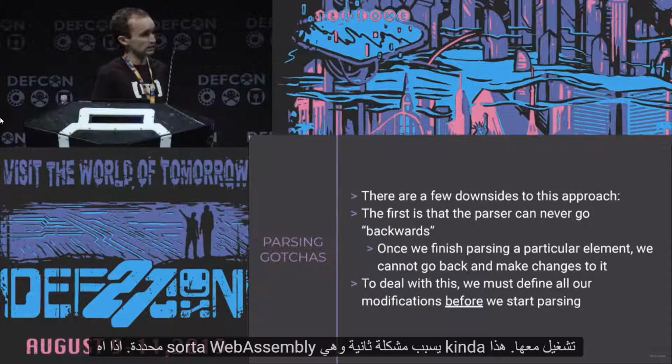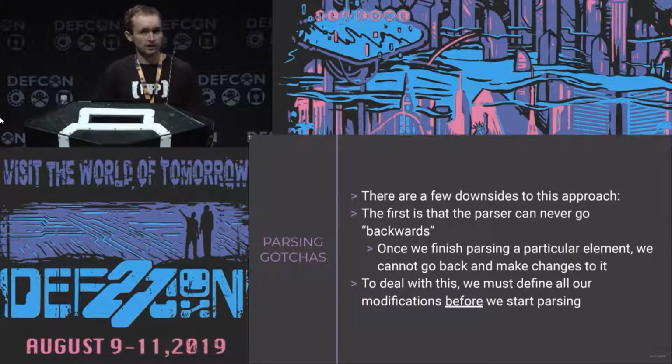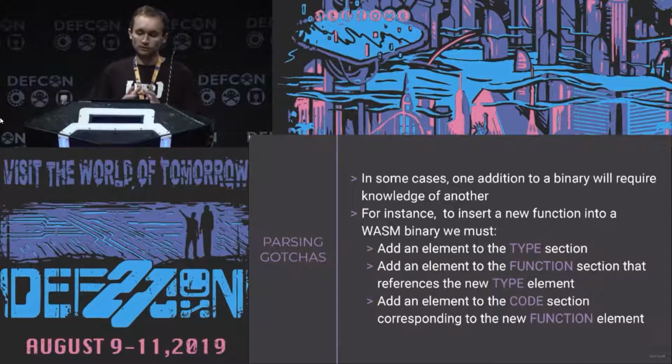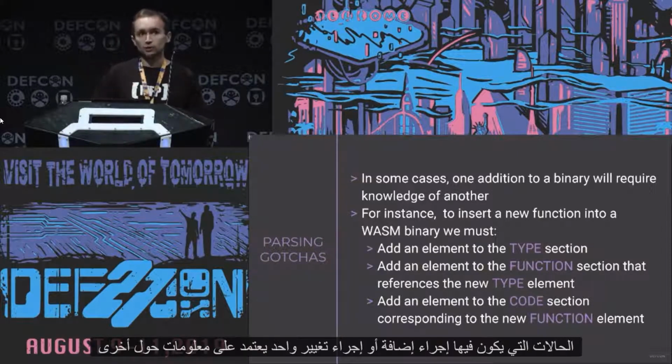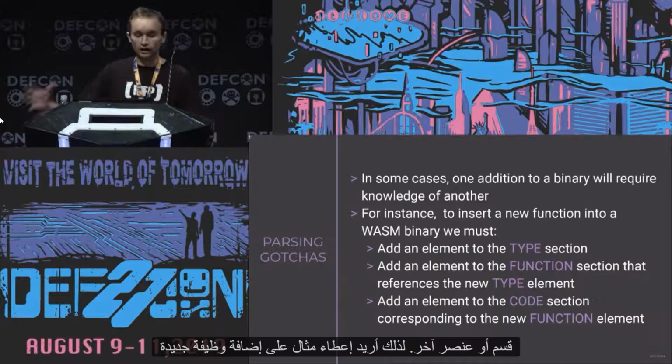There's no moment where we can parse the entire binary and then say, okay, I want to change this or that or whatever. We have to define everything up front and then let the parser run with it. This causes a second problem, which is sort of WebAssembly specific. When you're talking about modifying a WebAssembly binary or making additions, there's a lot of cases where making one addition or making one change will rely on information about another section or another element.